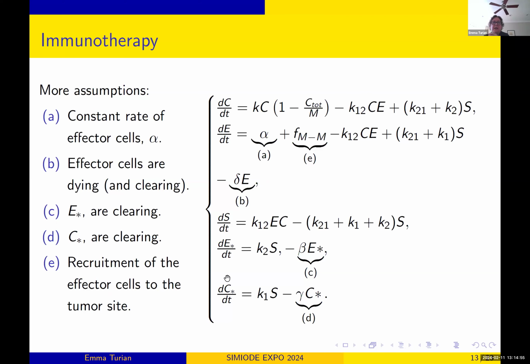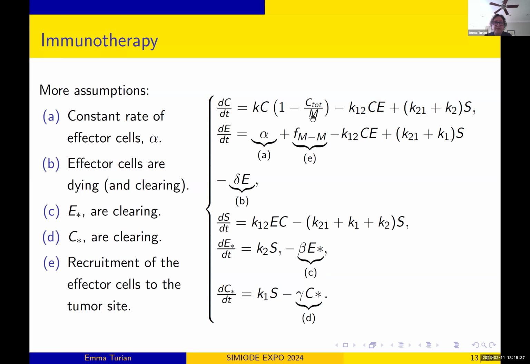So moving on, we add more assumptions to the system, and I like to draw this parallel between the assumption and the equation. So I'm placing, for instance, assumption A goes to this term where A is seen in here. So that represents a constant rate of effector cells denoted by alpha. Effector cells are clearing, so they're dying and clearing according to this term in here. And we also have all the other terms for the death of the effector cells and the cancer cells.